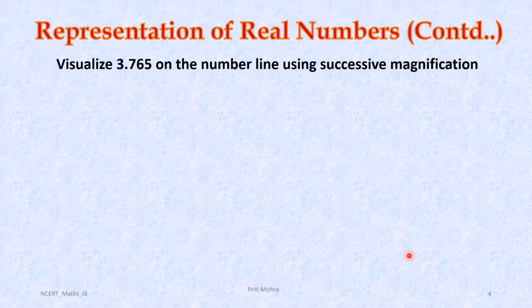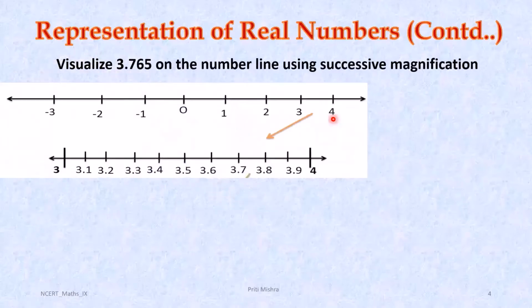Now we are going to visualize 3.765 on the number line using successive magnification. 3.765, as you know, is lying in between 3 and 4. So we need to visualize the number in between 3 and 4. In between 3 and 4 we can have the numbers 3.1, 3.2 and so on up to 3.9. As we have to locate 3.765, now we need to analyze the numbers in between 3.7 and 3.8.